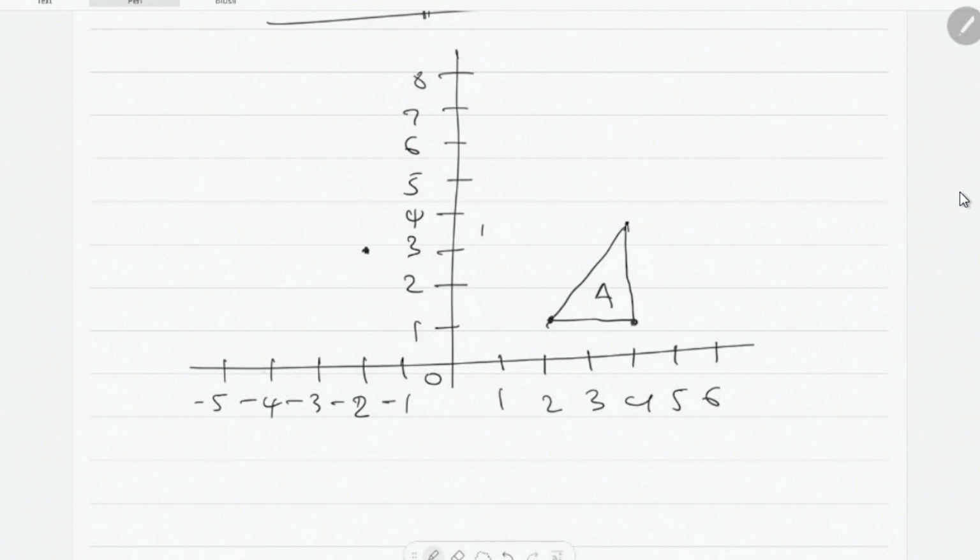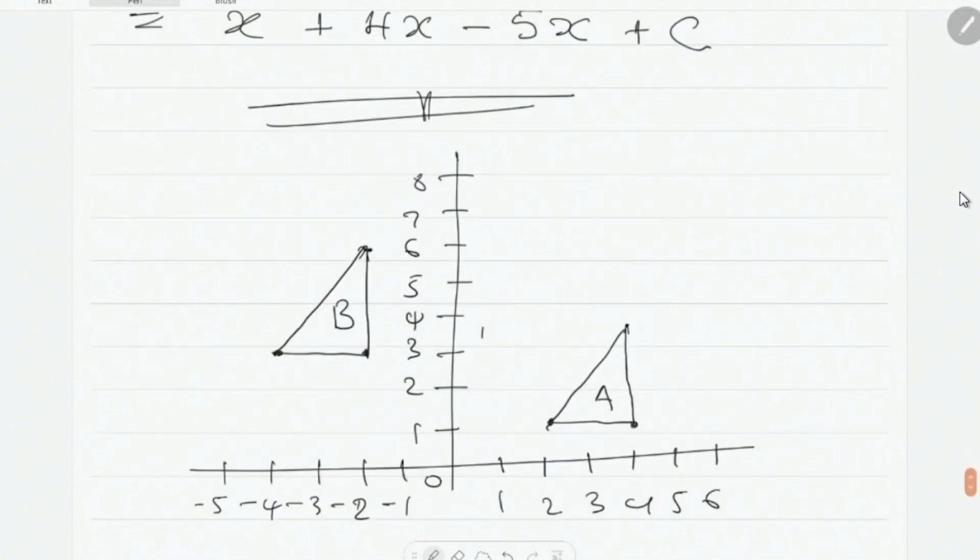Now, this question comes from the topic called transformation. Transformation is the geometrical process of mapping a plane figure onto another. Or we can call it a geometrical operation where a plane figure is mapped onto another.